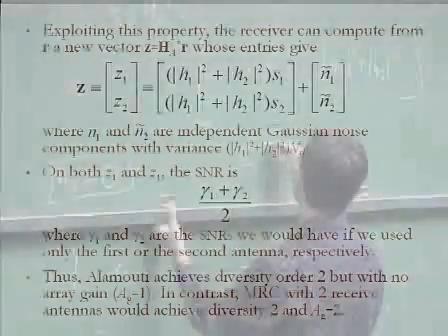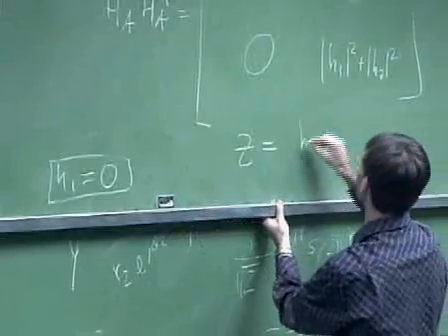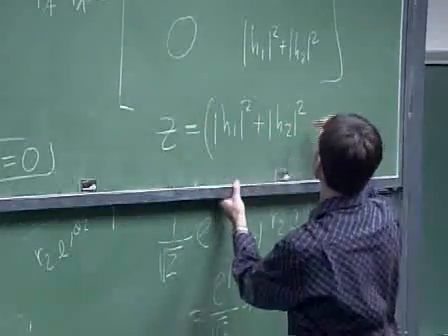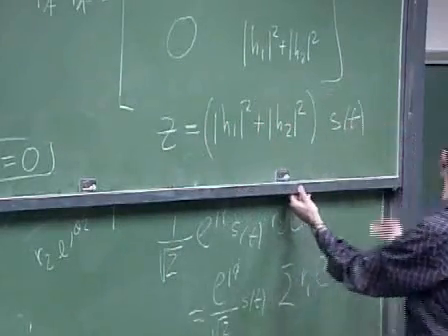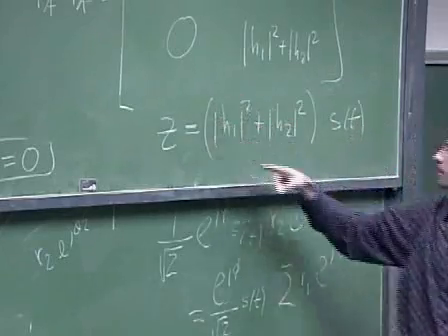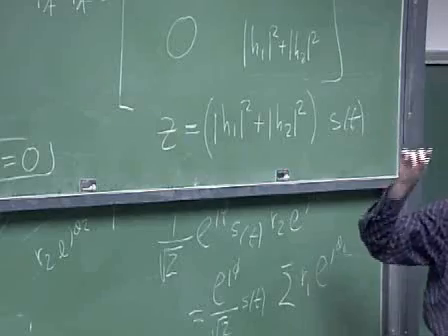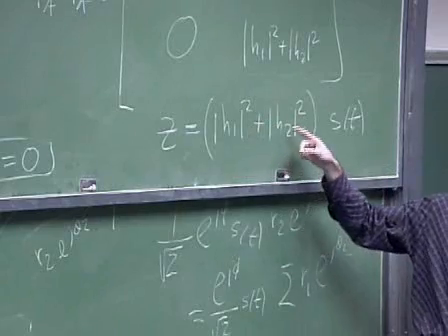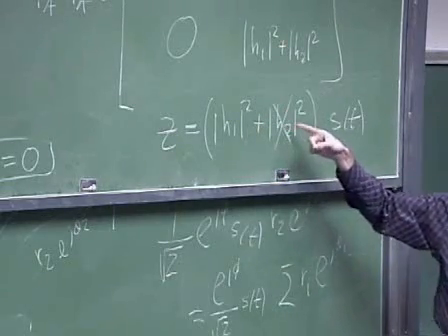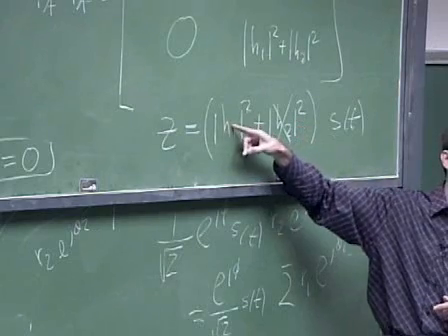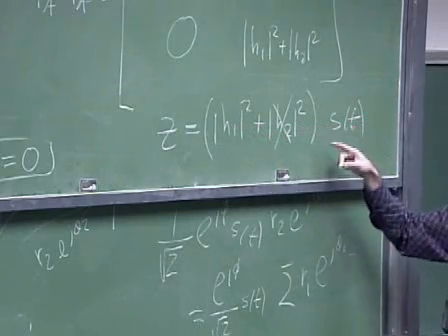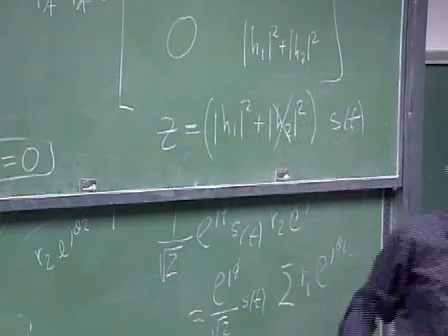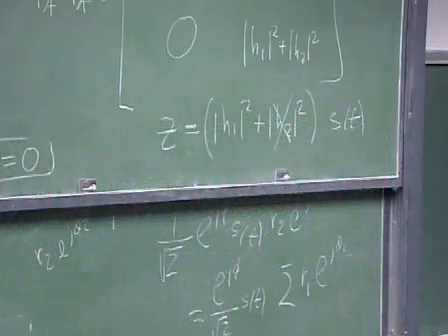Let's call it Z. The received signal is equal to H1 squared plus H2 squared times the signal that you sent out. So you send out the signal and you receive something that is multiplied by an equivalent fading coefficient that depends on both fading coefficients. So even if one of them is very bad, for example, if the second antenna is completely faded, you still have this guy here that provides signal. As long as both H1 and H2 are not dead, you're going to receive some signal. So you're getting diversity here.